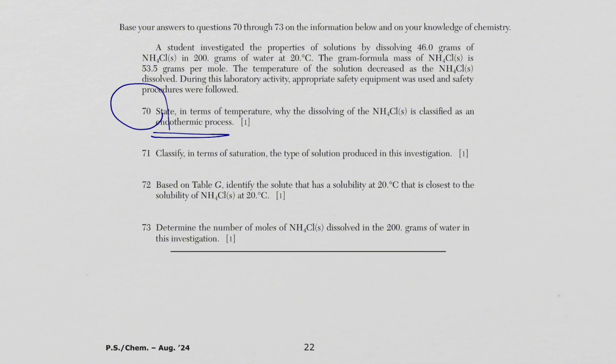It says, state in terms of temperature why dissolving ammonium chloride, or NH4Cl, is classified as an endothermic process. If I go back and take a look, it says the temperature of the solution decreased as the ammonium chloride dissolved. All right, well, why did it decrease? Because the dissolving of the ammonium chloride is endothermic. And when you have an endothermic process, the temperature drops.